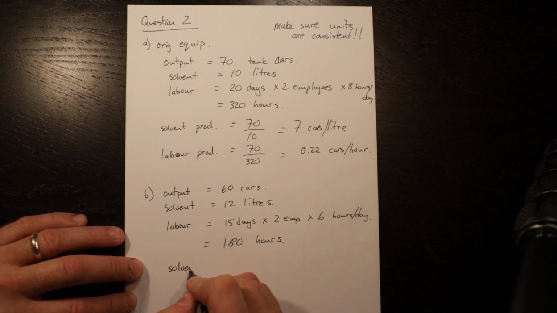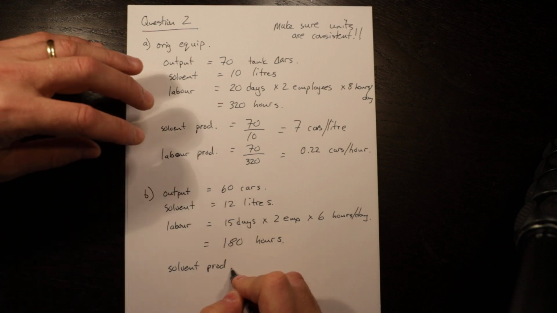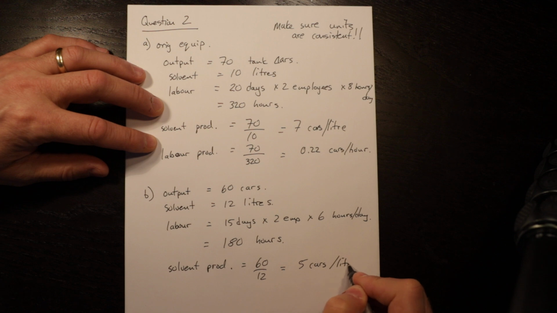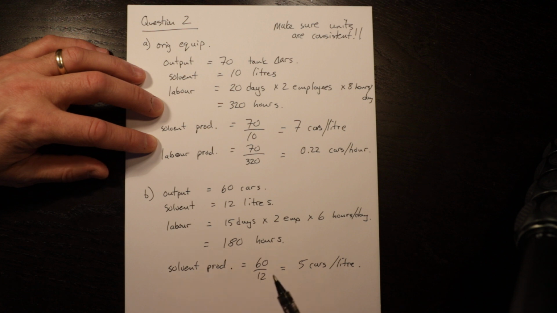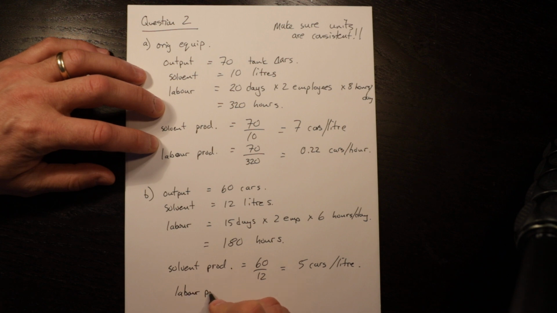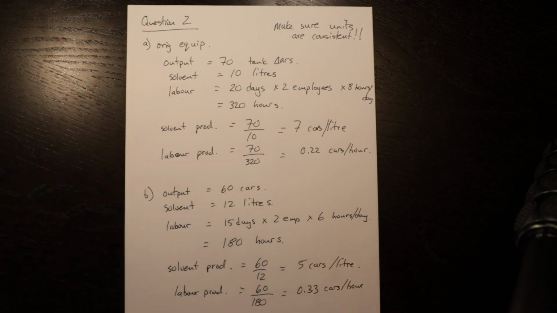So then our solvent productivity is equal to 60 over 12 is equal to 5 cars per liter. That's actually gone down. With the new machine, we're using more solvent per car, so our productivity has actually gone down, but our labor productivity is equal to 60 over 180 is equal to 0.33 cars per hour. So our labor productivity has gone up.